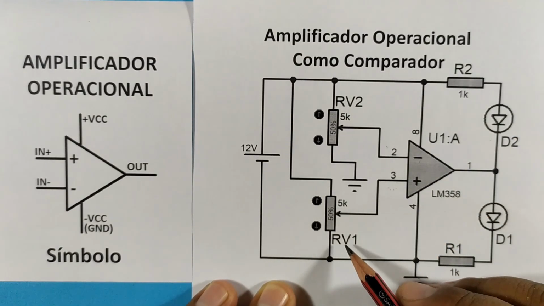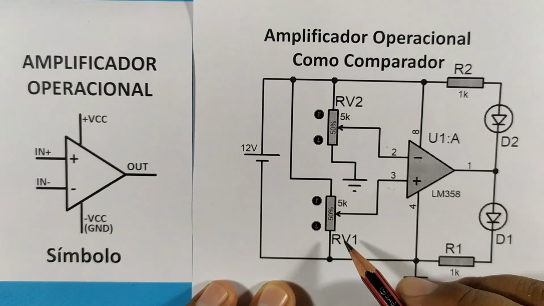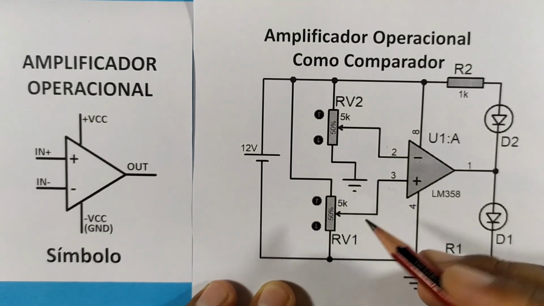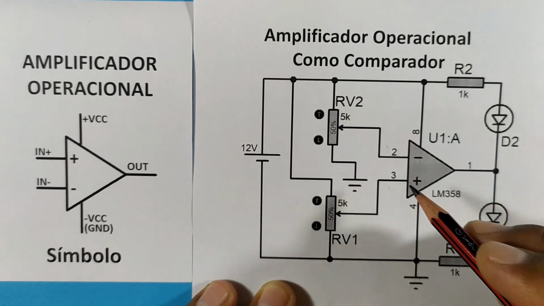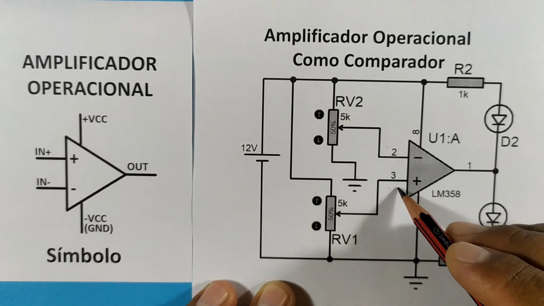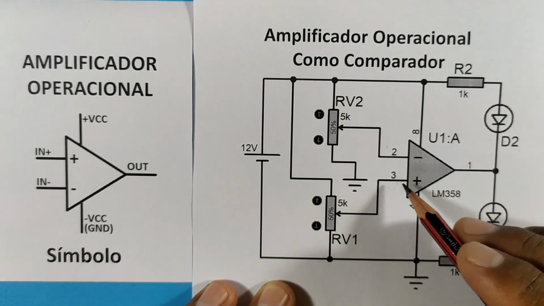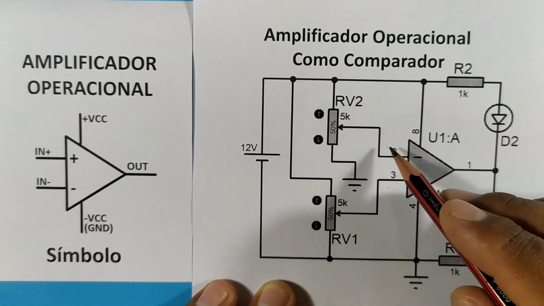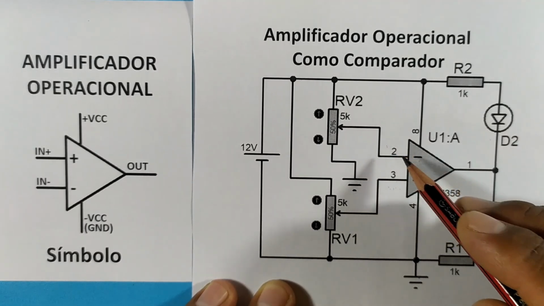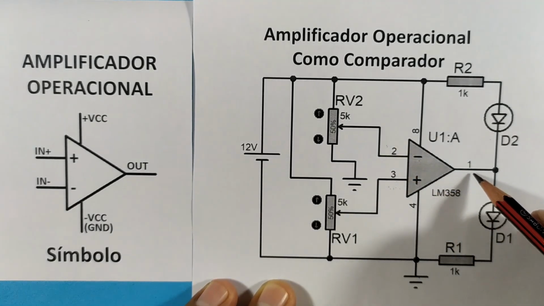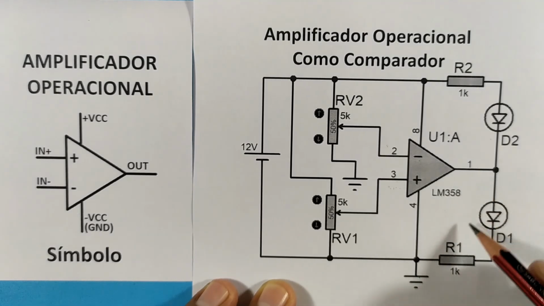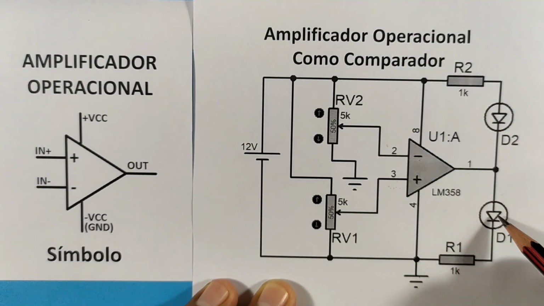However, if we make potentiometer 1 increase and go from 5 volts to 6 volts, then the non-inverting input will have a higher voltage. Therefore, the output will be positive, because it has more voltage than the inverting input. By giving us a positive voltage, D1 will turn on because it needs a positive voltage.